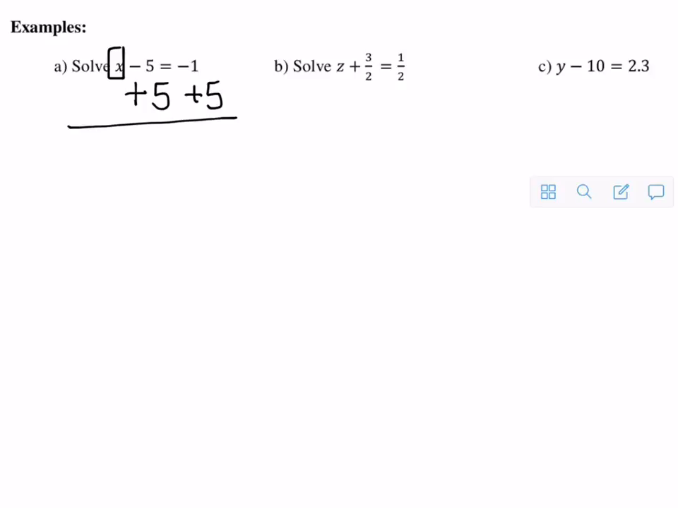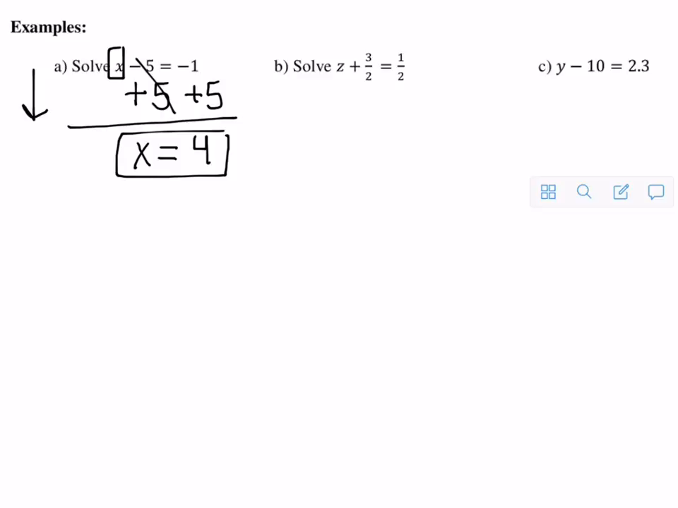I'm very particular on how I set up this format because I don't want you guys getting confused later on down the road. So I do everything down in this order. So negative 5 plus 5, well, that cancels out. That was our whole goal. So we're left with x on that side. So x equals, what is negative 1 plus 5? The signs are different, so we subtract and keep the sign of the bigger number. So we get x equals 4.